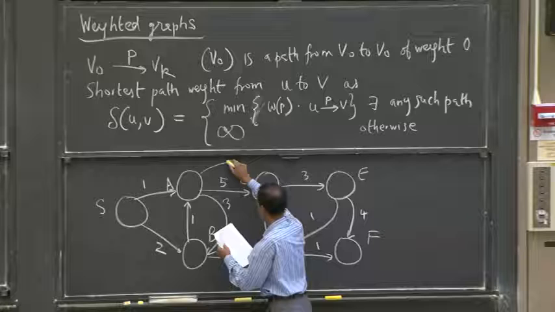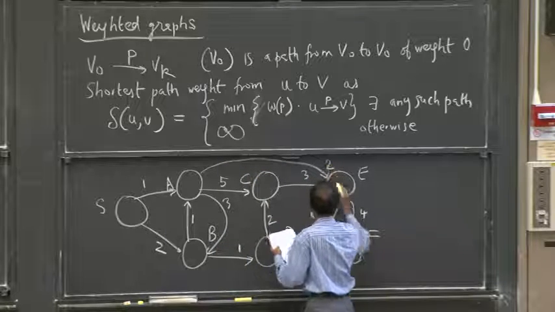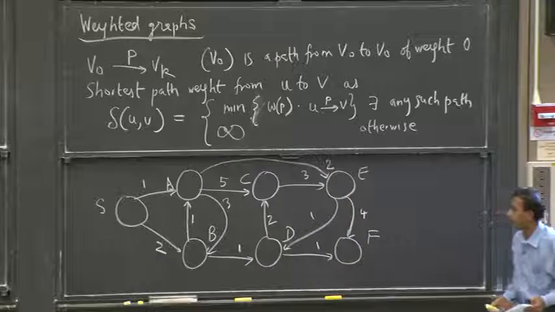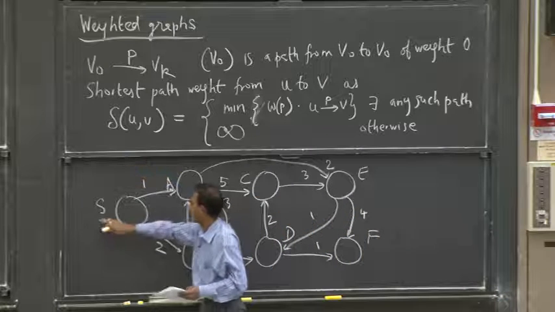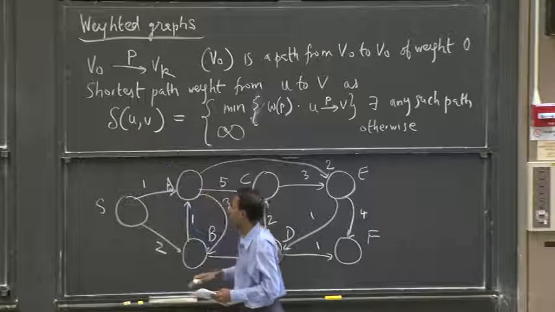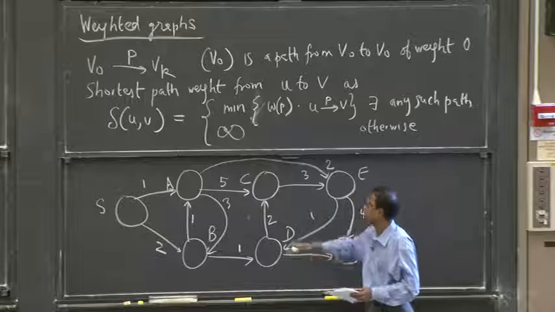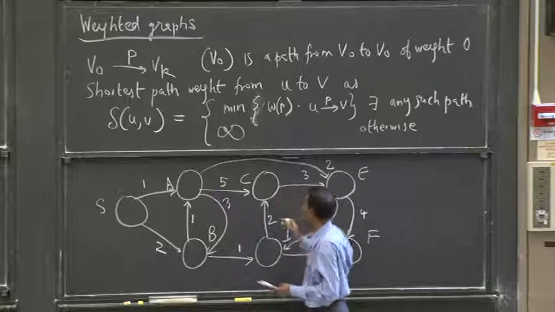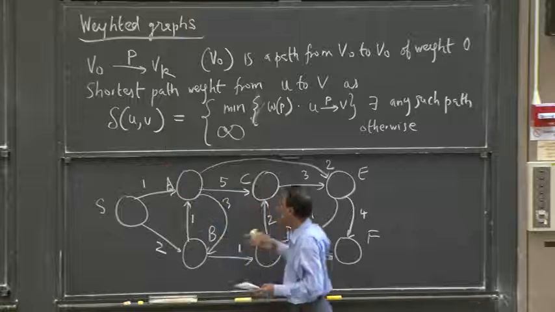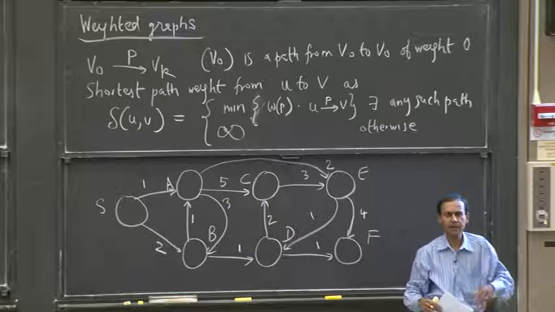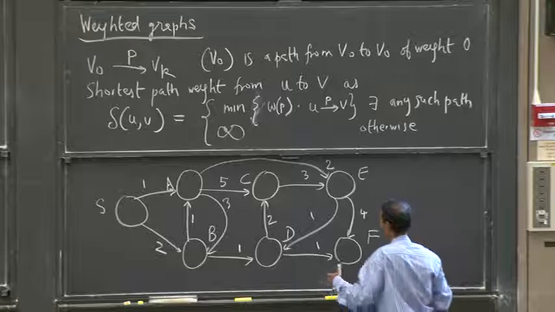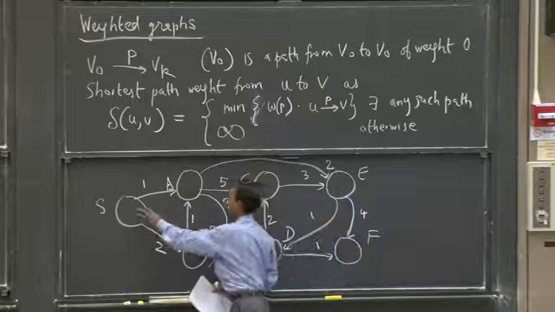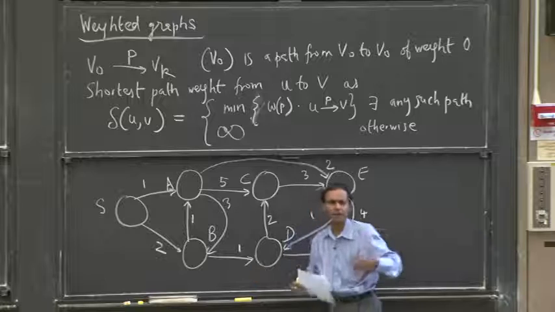I got one more here. So that's what's given to me. And I want to find delta S plugged in for U and A, B, D, etc. plugged in for V for this graph. And let's just do this manually, if you will, and just try to do some kind of breadth first search.